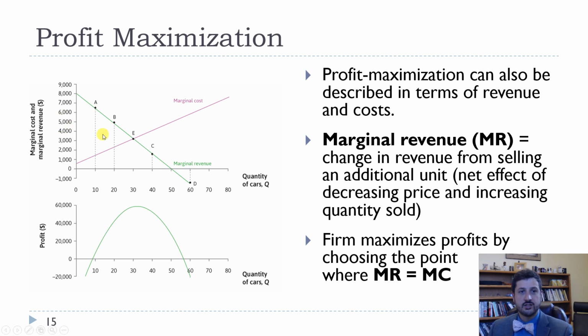And so to the left of point E, profit is going up as you produce more, right? So that's what this curve here is saying. Profit is going up, up, up, up. But then at point E, if you produce any more, profit is going back down. And so you want to produce right here at the top of the hill where profit is maximized.